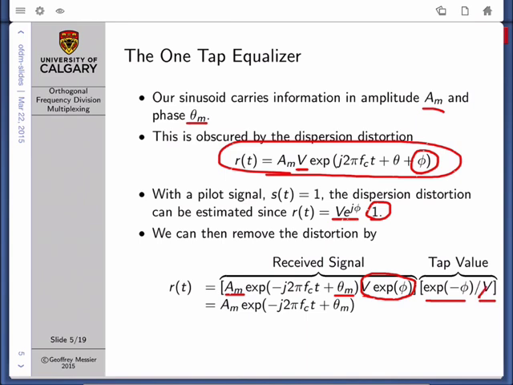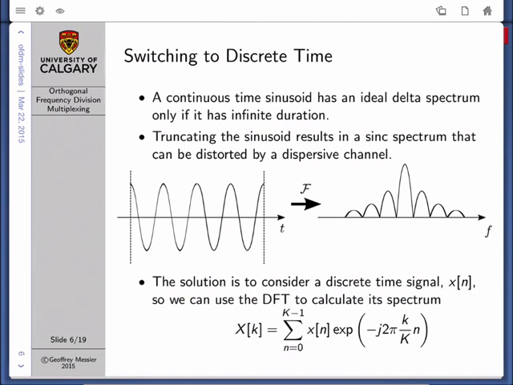And of course, this v cancels that one, and this negative phase cancels this one, and we recover our original transmitted information. And this will always work as long as we use a pilot signal to estimate the amplitude and phase distortion that the dispersion is causing. So at this point, we know that dispersion causes magnitude and phase distortion for a sinusoid, and we now know this one tap equalizer technique that allows us to remove the distortion.